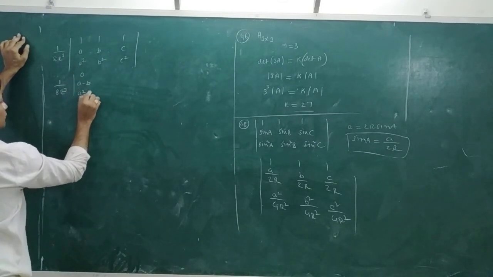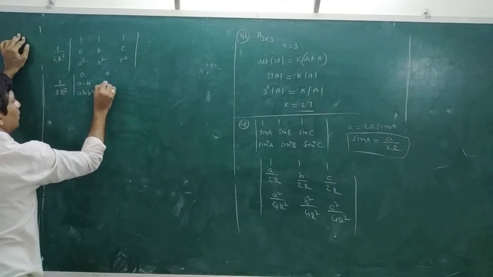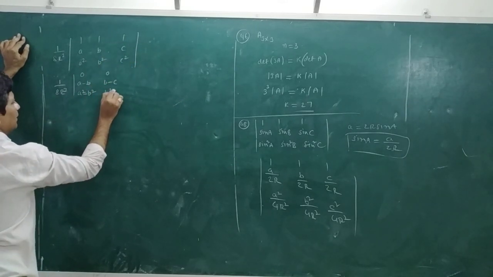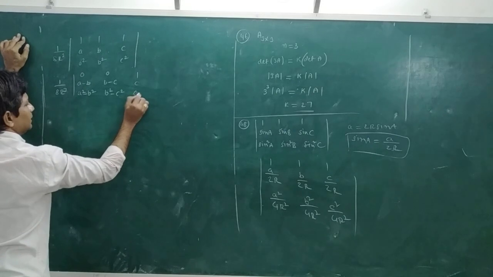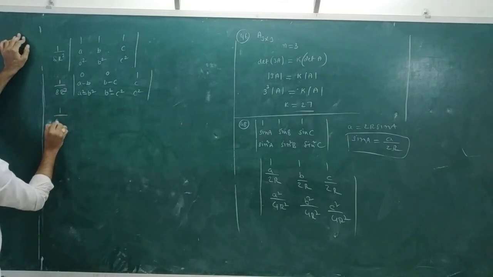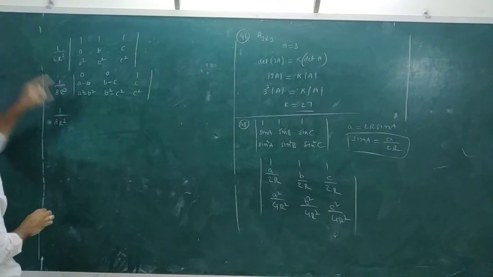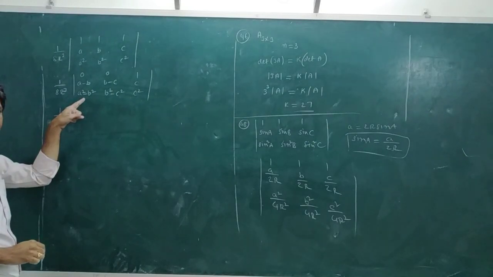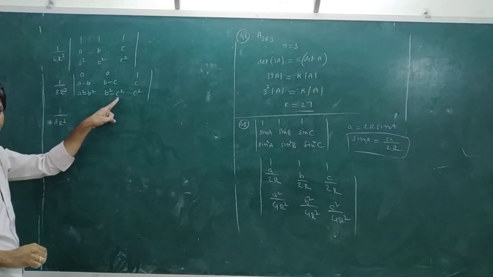This is A square minus B square, C square minus C cube, 0. This is B minus C. B square minus C square, 1, C, C square. This is again 1 by 8r cube into. This is A plus B into A minus B. B plus C into B minus C.